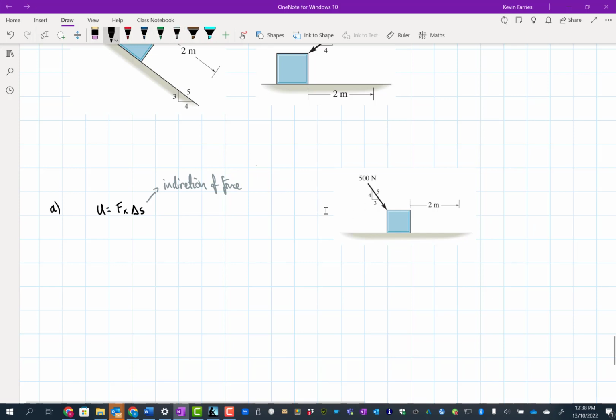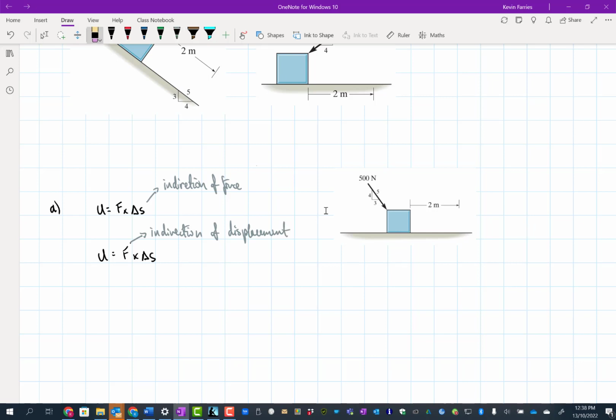Or we can think of it another way. We can say U is F times delta S, the change in displacement, where you're getting the component of force in the direction of displacement. You can do it either way, you'll get the same answer.